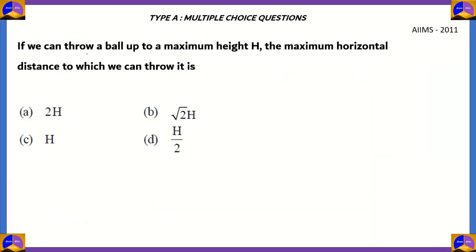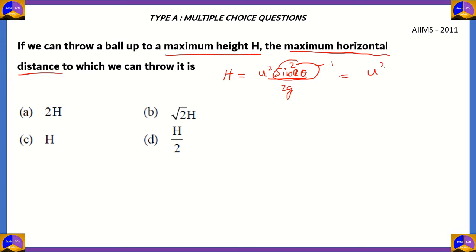Next question. If we can throw a ball up to a maximum height h, the maximum horizontal distance to which we can throw it is? So we need to find the maximum horizontal distance R max with respect to maximum height h. The usual formula for h is U square sine square theta divided by 2g. However, since sine square theta becomes 1 because the height is maximum, it will be equal to U square by 2g. Therefore, you can write U square as 2gh.